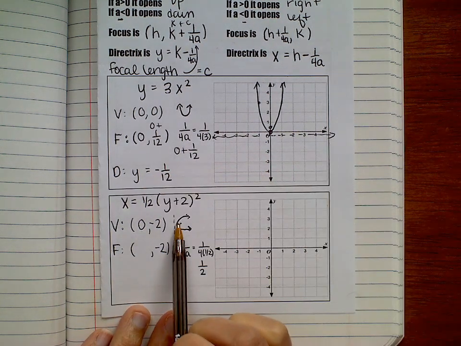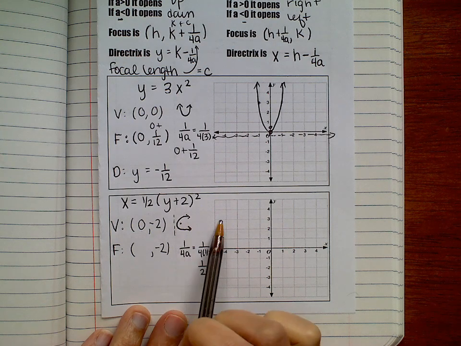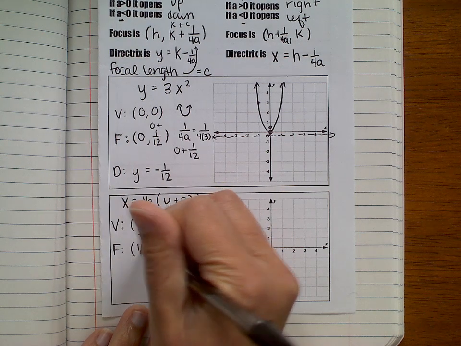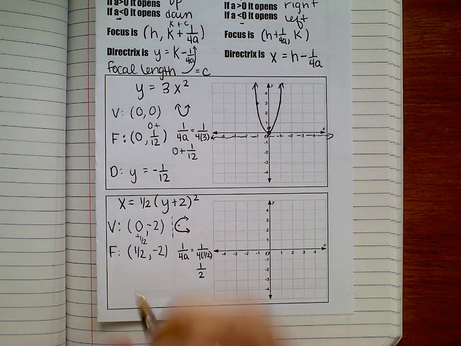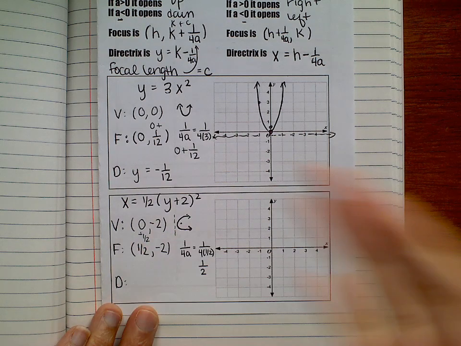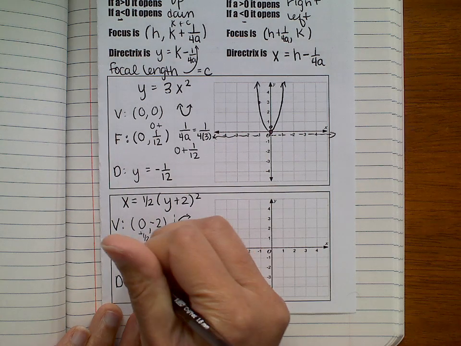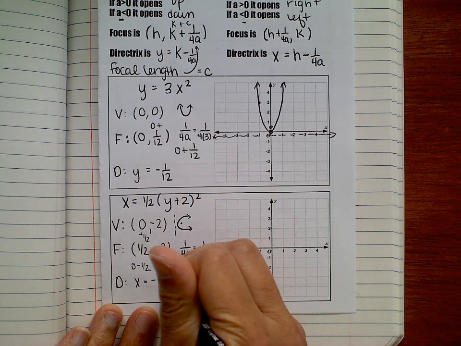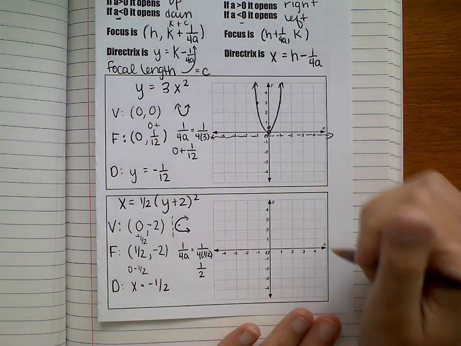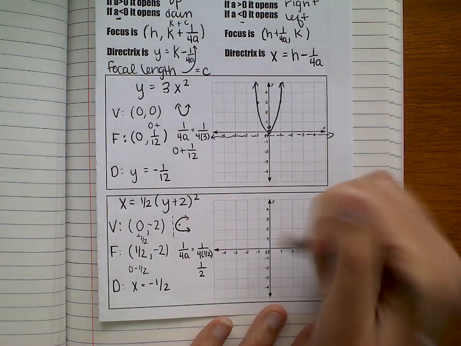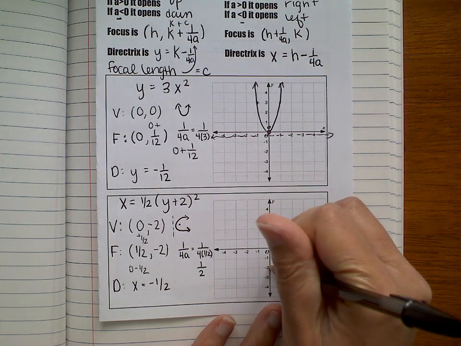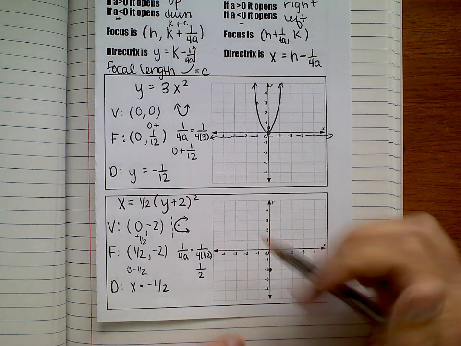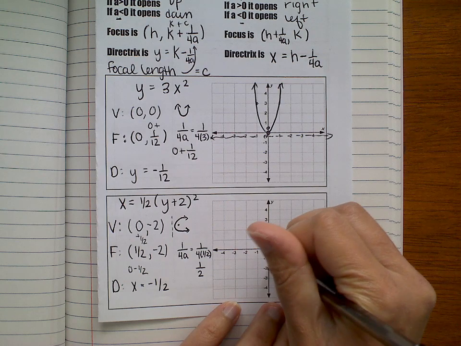Now I can see that I need to add it because I need to go to the right because this parabola is pointing to the right. So 0 plus 1/2 will get me my focus at 1/2 comma negative 2. And then your directrix just goes in the opposite direction. So 0 minus 1/2 gives us our directrix at x equals negative 1/2. Okay, so we can plot this guy. We've got our vertex, which is at 0 comma negative 2. You can think about the slope being 1/2, so it's a little bit wider parabola.